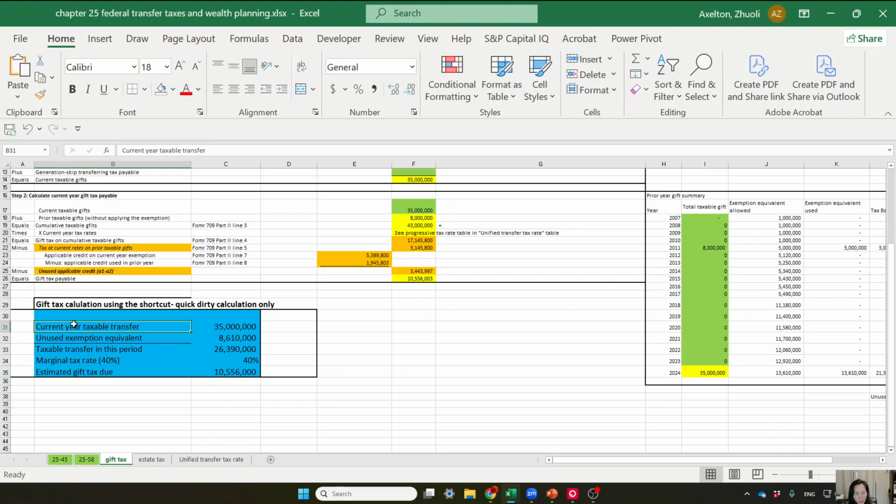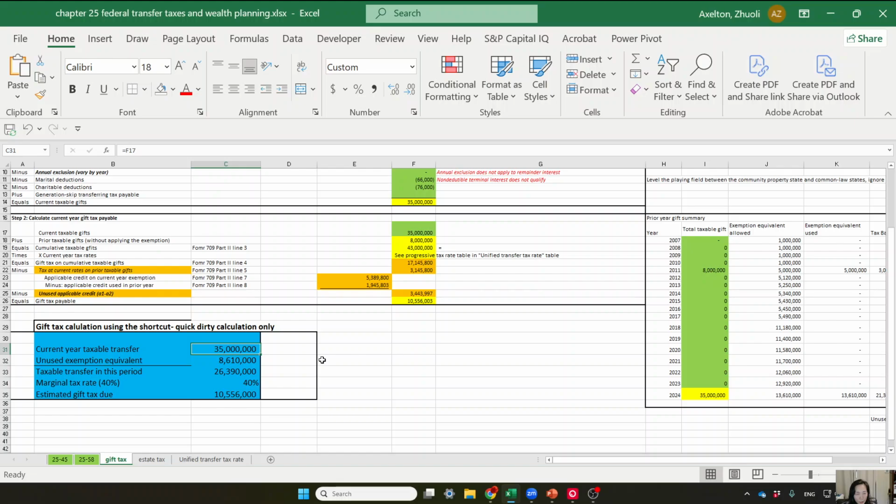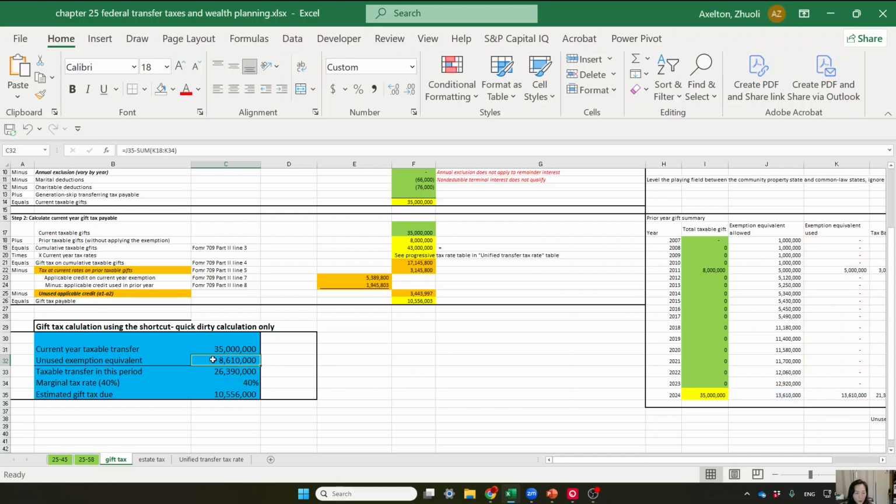You can see this is much more straightforward, rather than having so many steps here. Basically, what we're saying is, if we have the current year taxable gift, which is a taxable gift of 35 million, then we figure out the unused exemption equivalent amount, which is the current year exemption equivalent minus any exemption equivalent used from prior years. That means this is whatever leftover exemption amount has not been used.